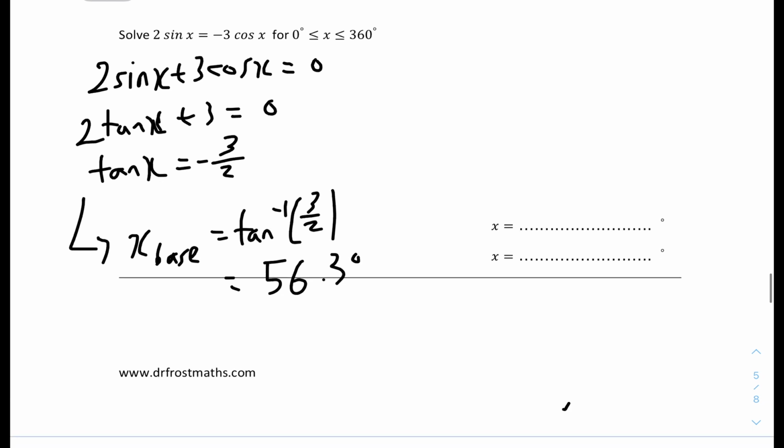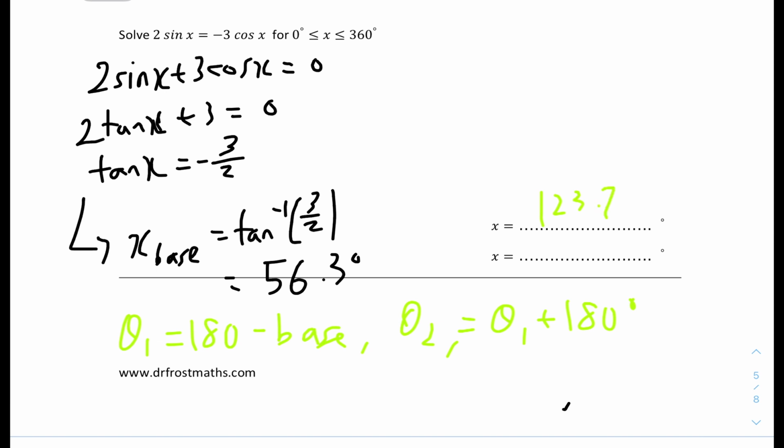So remember for tan, the first answer will be 180 degrees minus the base. And the second answer is a bit different. It will be the first answer plus 180 degrees. So the first answer will come from 180 degrees minus 56.3 degrees, which is 123.7 degrees. And the second value will be 123.7 plus 180, which is 303.7 degrees. And these are the answers.